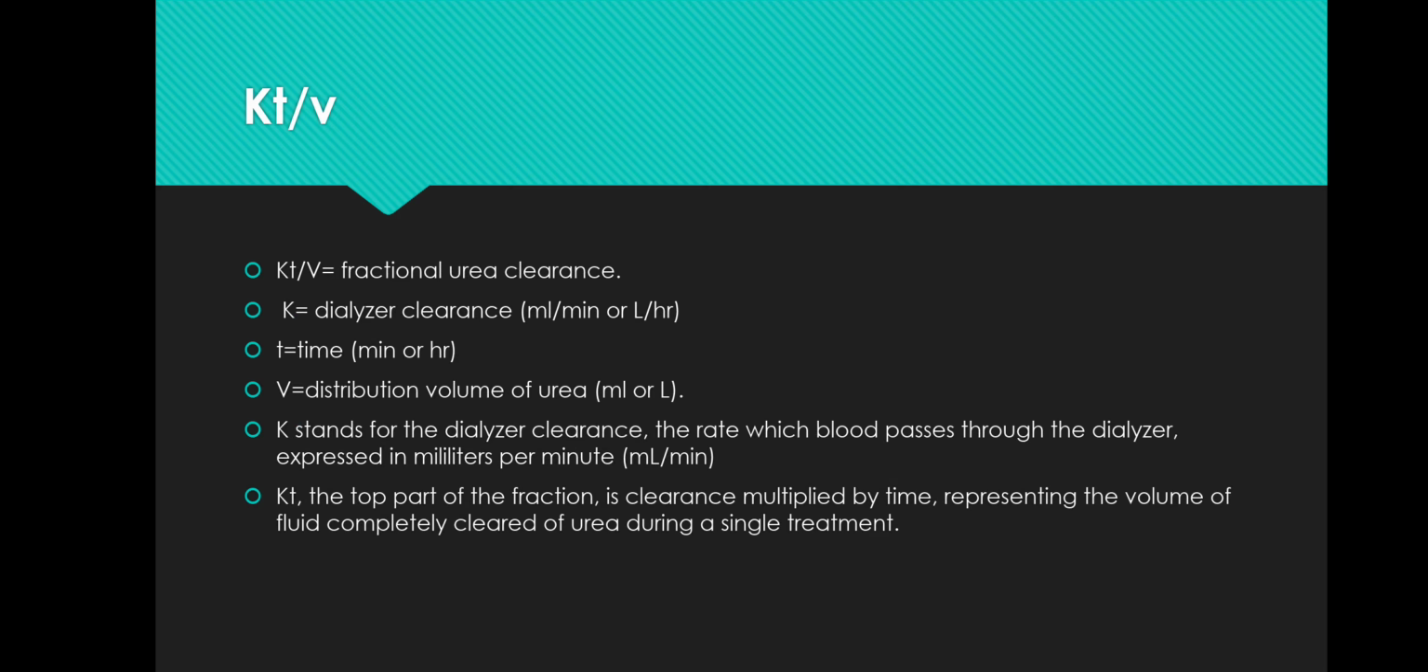K stands for the dialyzer clearance, the rate at which blood passes through the dialyzer. It is expressed in milliliters per minute. The Kt, the top part of the fraction, is clearance multiplied by time. It represents the volume of fluid completely cleared of urea during a single treatment.